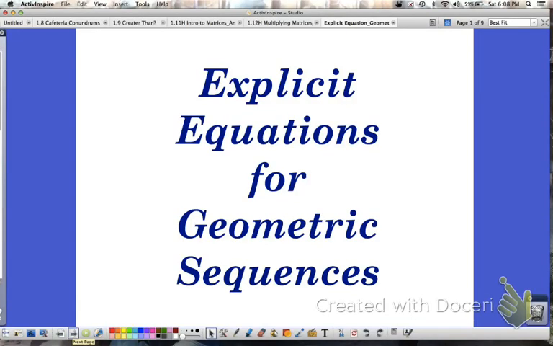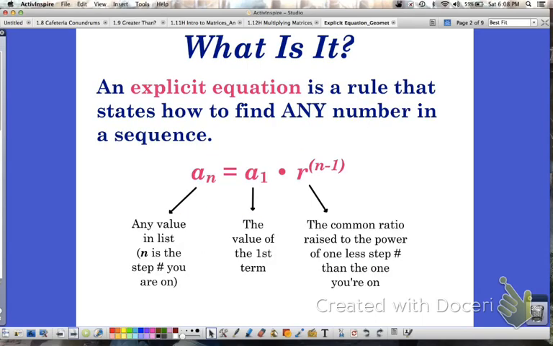In this video, I'm going to remind you how to write an explicit equation for a geometric sequence. Now, an explicit equation is just a rule that states how to find any number in a sequence. We're talking geometric this time, so we're talking about multiplying going down our list. Well, the sequence equation for a geometric sequence looks like this.